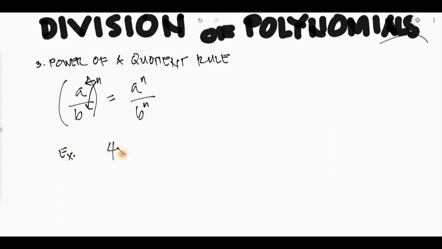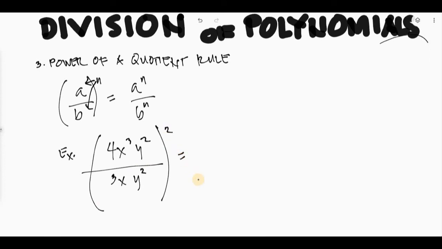Example. We have 4x cubed y squared over 3x y squared, and squared also outside. Let's say that is the problem. What we're going to do is two ways to simplify this one. The first one is to distribute first. That's the first thing we will do, because there is another way that can be done.